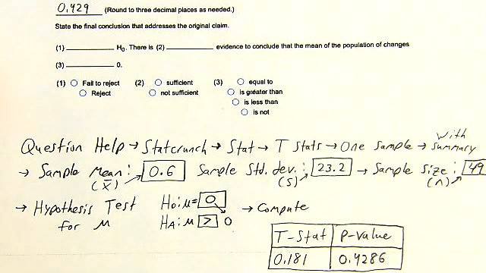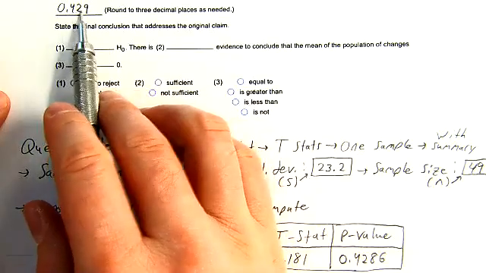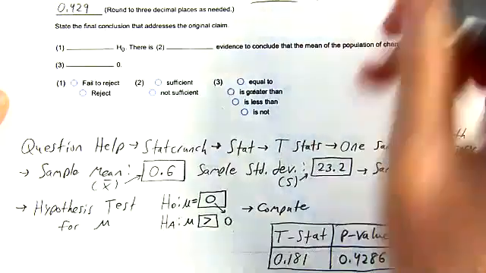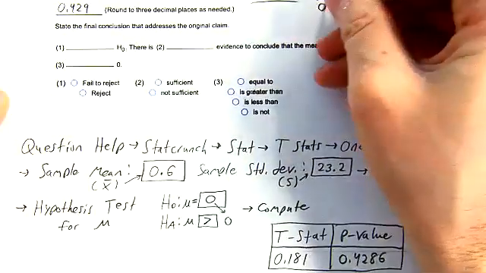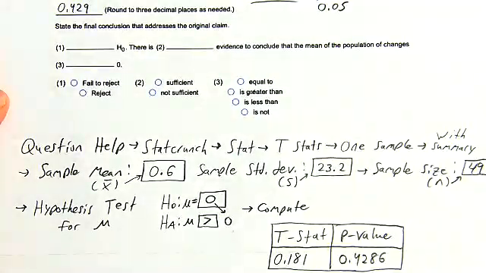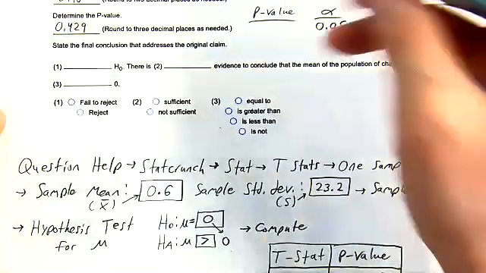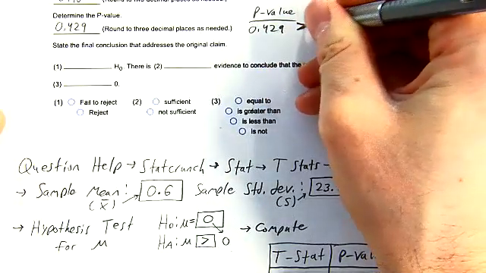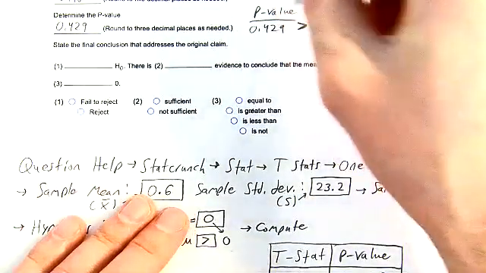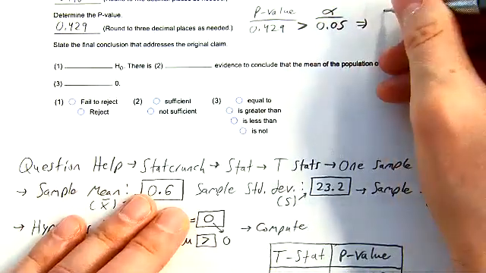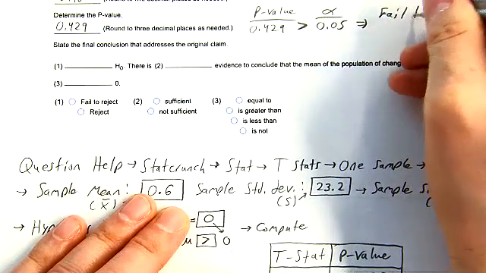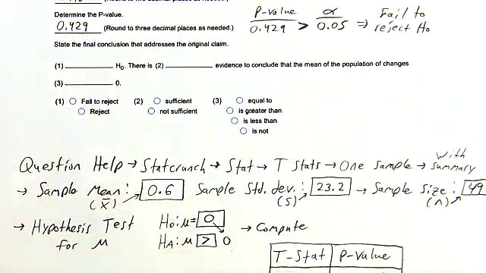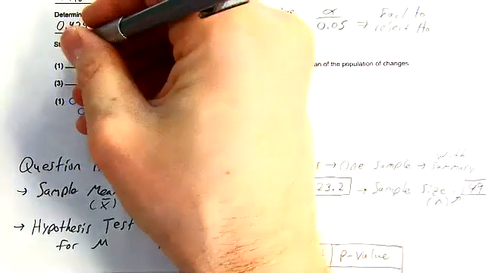Okay, the last step is always compare this p-value to alpha. Alpha in this problem was again 0.05. It doesn't always have to be that, but that is a common number. Our p-value in this case was 0.429. And clearly 0.429 is bigger than 0.05. If the p-value is greater than alpha, you will always fail to reject H0. So we are going to fail to reject this.